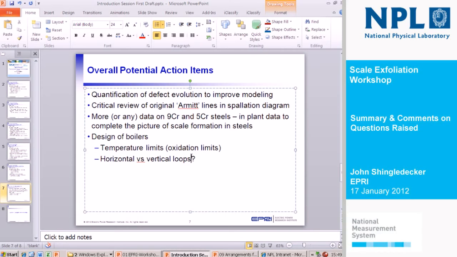Correct, exfoliation. Oh, yeah. Correct. I agree with that. We love exfoliation. It keeps us employed, brought us all here. But it's whether it does any damage or not is the important thing.